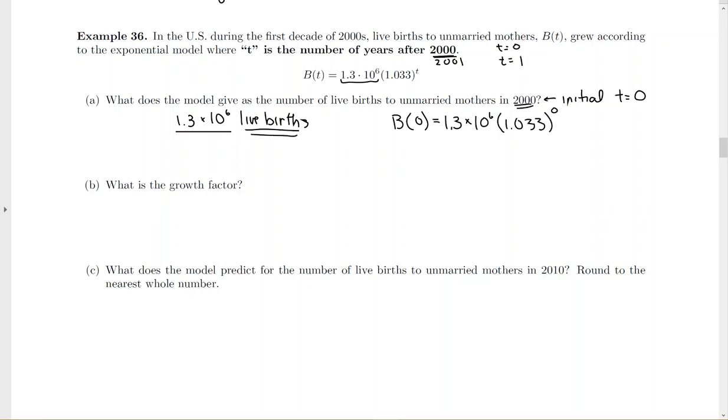For part B, what is the growth factor? That's what you're multiplying your initial amount by. So my growth factor is 1.033. Right. What does the model predict for the number of live births to unmarried mothers in the year 2010?